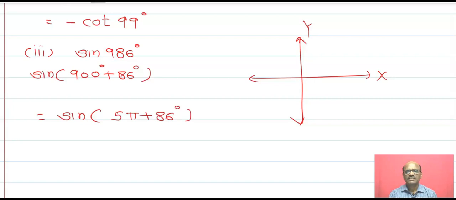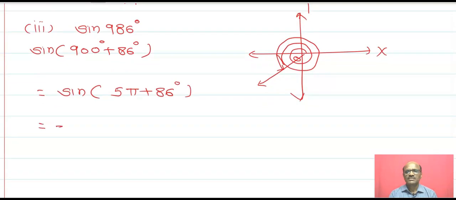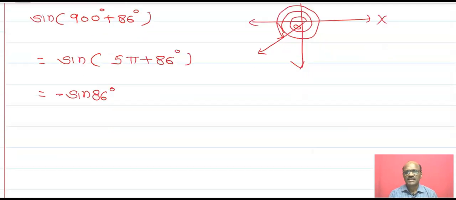That is 5 pi plus 86, 4 pi. Now in this way we have, it is in the third quadrant, and in third quadrant sine is negative, and sine of integral multiple of pi plus theta, the function remains as it is, and that's why it is minus sine of 86.